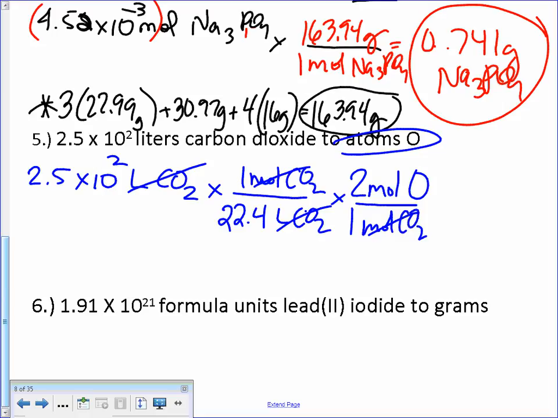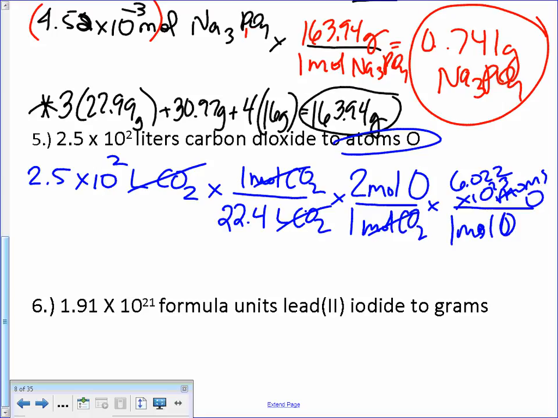We're still not to atoms of oxygen. How do we get from moles of something to atoms of something? Anybody? I hear you. Avogadro's number. So I'm putting 1 mole of O. Again, it doesn't matter about the number here. I'm just looking at the unit. Units have to cancel. So 1 mole of oxygen is 6.022 times 10 to the 23rd atoms of oxygen.